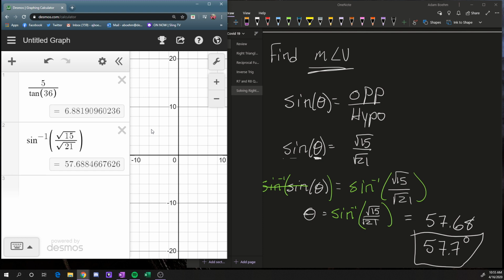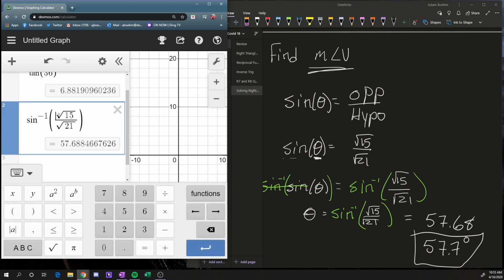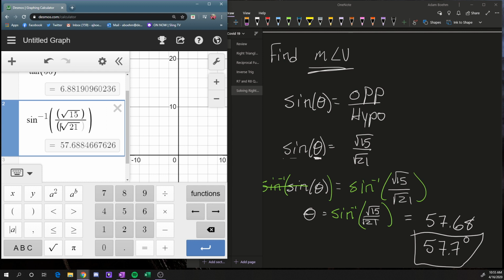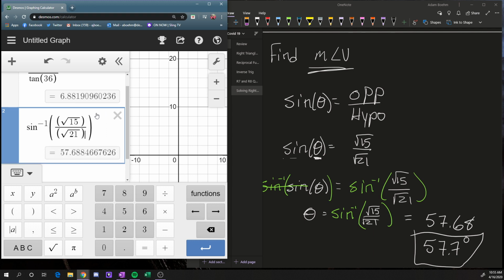Again, I want to pause there. Wait, so how do we type it into the calculator? So kind of the same way I typed it in Desmos. It should look exactly like that. If anything, you might want parentheses around the numerator and denominator. So it should look like that. Okay, so I'm going to pause there for a second. Are there any questions about what I did?